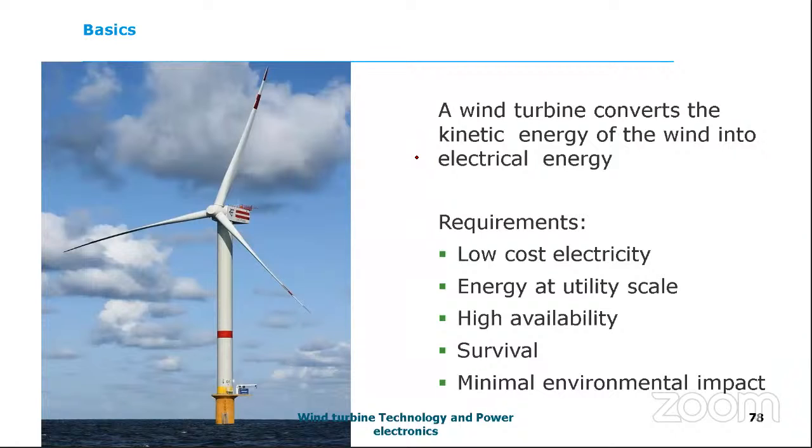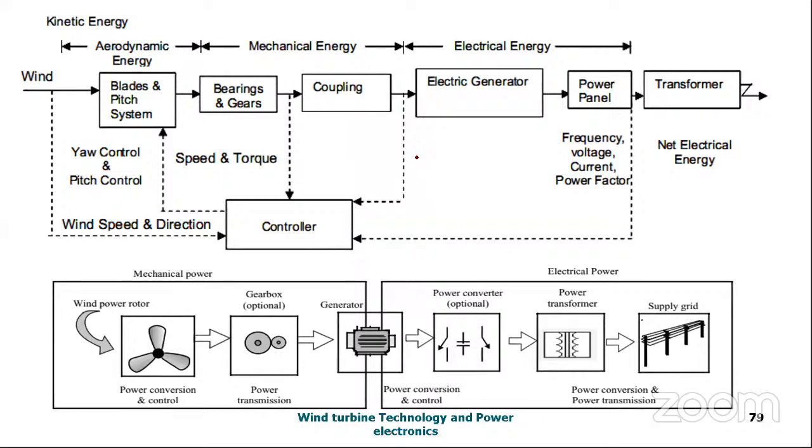So now we can see how the wind turbine converts energy. I told you, a wind turbine converts the kinetic energy of the wind into electrical energy. The requirement is always low cost electricity, high availability, and survival. So this energy conversion takes place in three stages. One is aerodynamic energy.